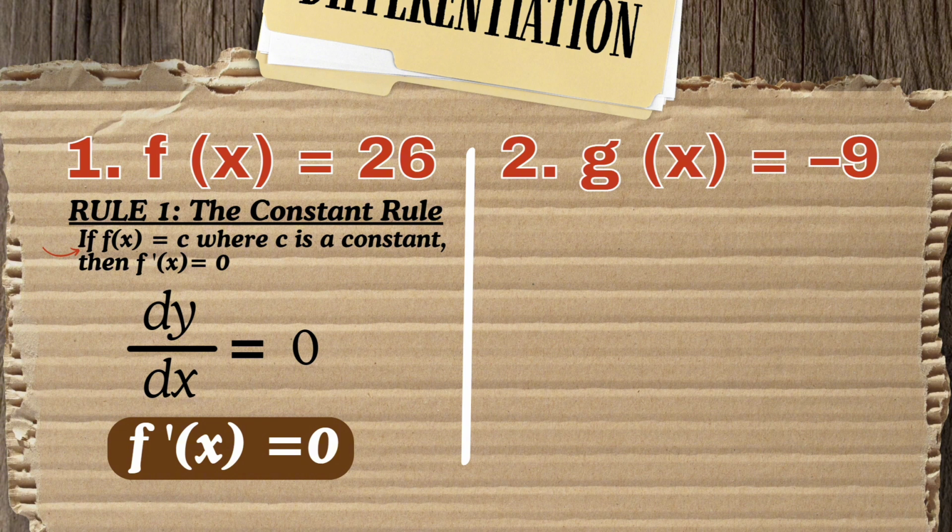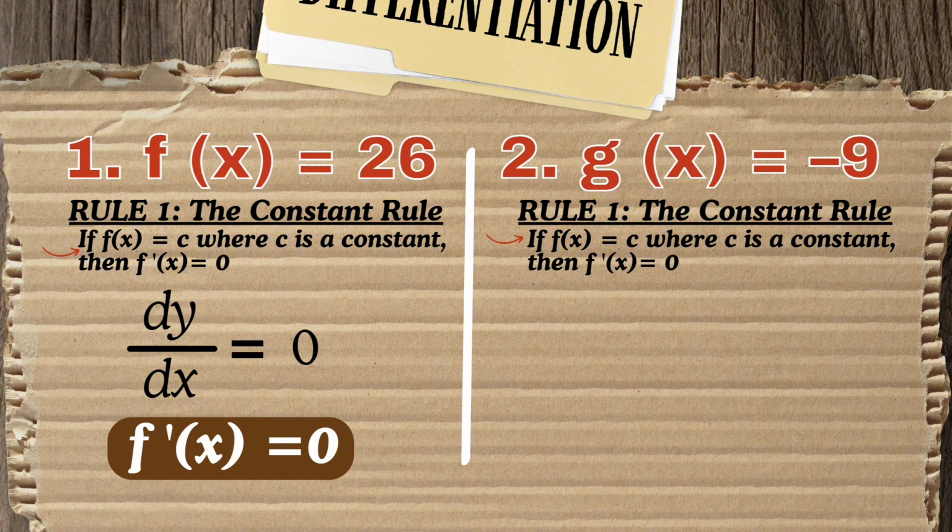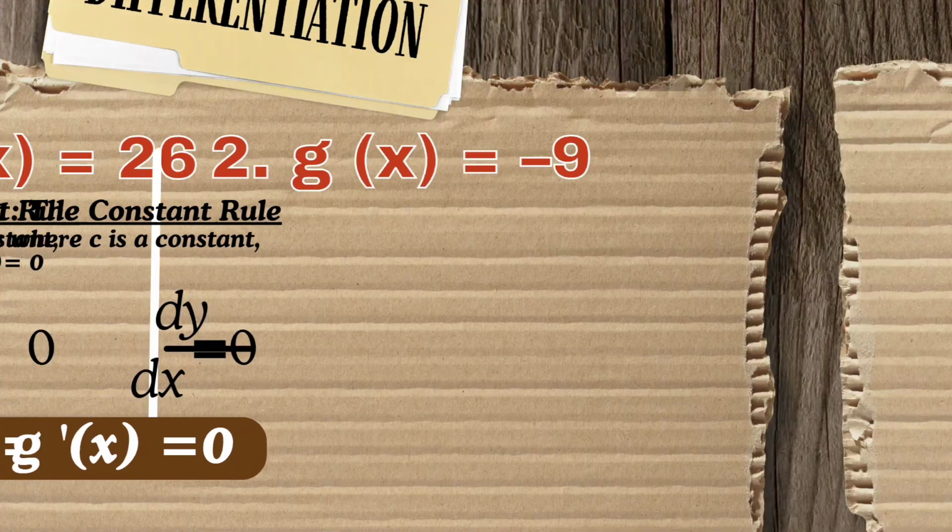For number 2, we have g of x is equal to negative 9. For this function, we're also going to use rule number 1, which is the constant rule, since negative 9 is a constant, and from what I said in the first given problem, if our given is a constant, it will automatically equal 0. Therefore, the derivative of the function would be g prime of x is equal to 0.